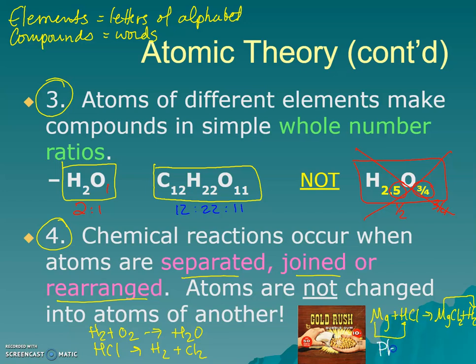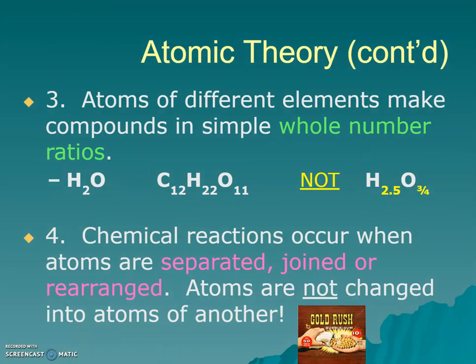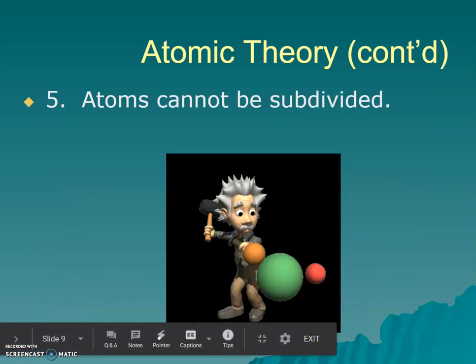So you're not going to get any lead and then change it into gold just by removing some protons or something like that, which obviously they didn't know about protons. So the gold rush and all those people that were tricked with fool's gold and promises of all kinds of riches, those poor people didn't know their chemistry.